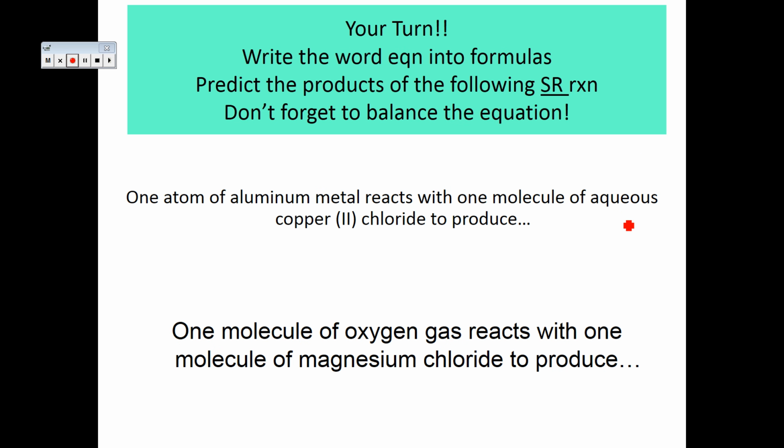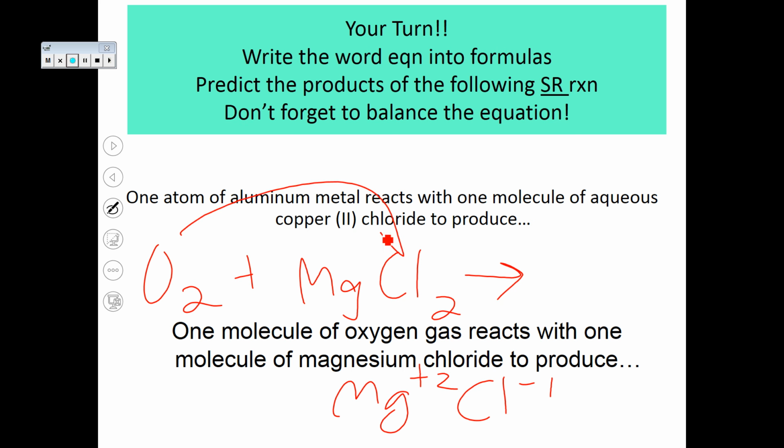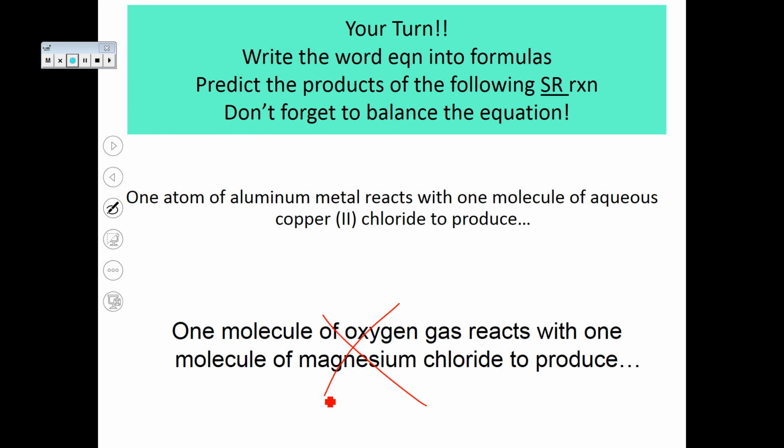It says one molecule of oxygen gas reacts with one molecule of magnesium chloride. We have oxygen gas with magnesium chloride. Magnesium chloride, you have to write the formula for it. You can't just write MgCl. It's actually MgCl2. And so the oxygen is going to replace the chlorine. In this case, the oxygen is not in group 7, so you can't really look at the halogens to determine if this is going to happen or not. So actually this was a terrible example to show you. We're just going to not do this for right now.